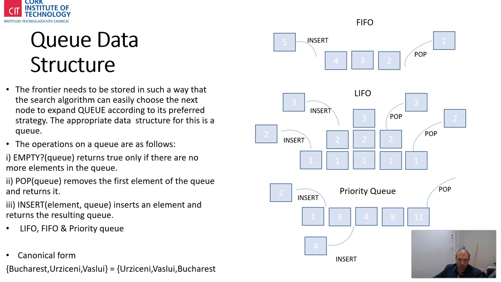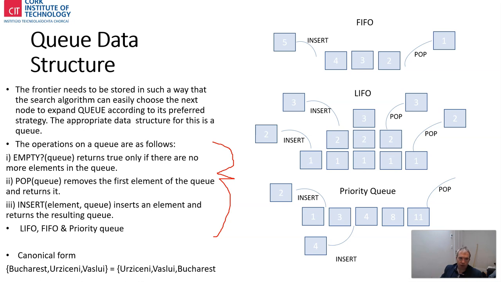Okay, so operations of our queue. Again, our queue is our data structure for storing our frontier. The operations we perform are: empty queue, which returns true only if there are no more elements in the queue. Pop queue removes the first element of the queue and returns it. And insert element comma queue inserts an element and returns the resulting queue.